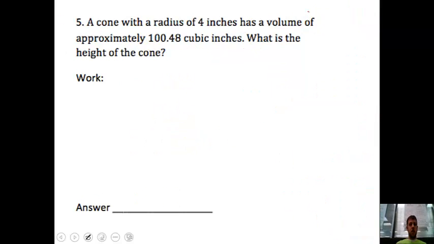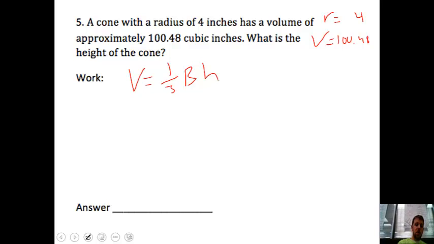Number 5. A cone with a radius of 4 inches and a volume of 100.48 cubic inches. What is the height of the cone? Well, the volume of a cone is 1/3 big base times height, the area of the base times height. Do I need to unpack this?